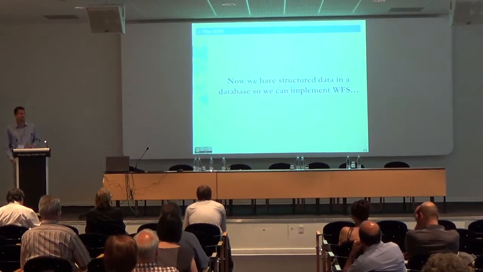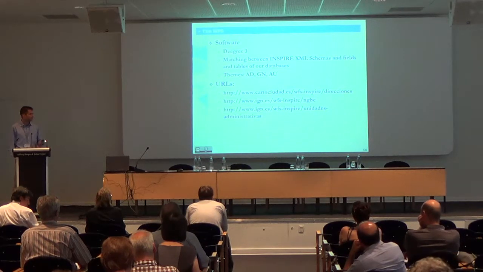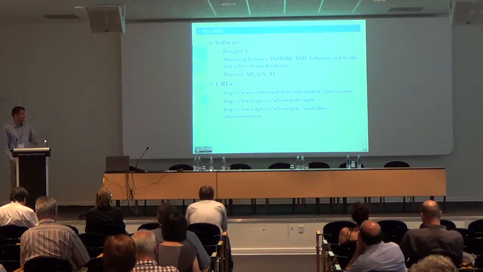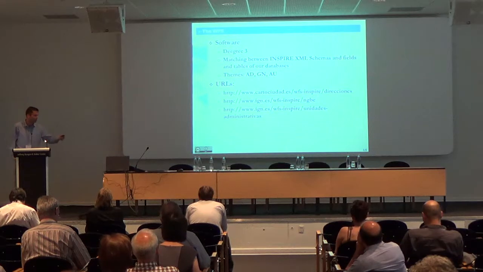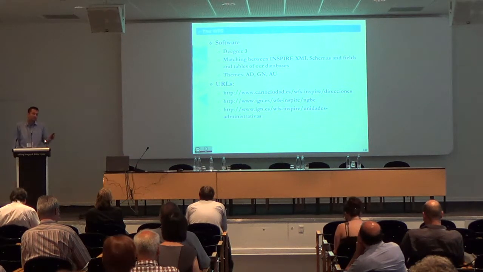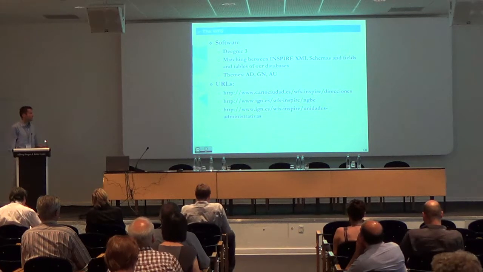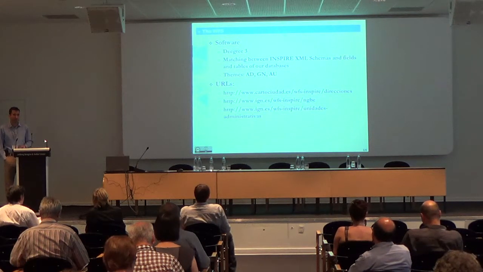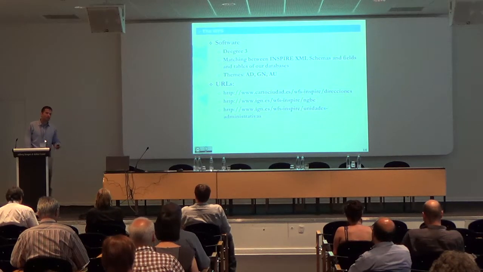So now, for some of our databases, we have structured data, so we can implement WFS. In this case, we are using deegree. We are matching between Inspire XML schemas and fields and tables of our database, but in this case, because we have done previous work, we have prepared our database, our tables, attributes, and view tables to do it. It's quite easy, okay? And we have prepared addresses, geographic names, and administrative units. You can play with the URLs that are in our production environment. And I think that in 2 weeks, we will have the transport network at 100,000 scale.